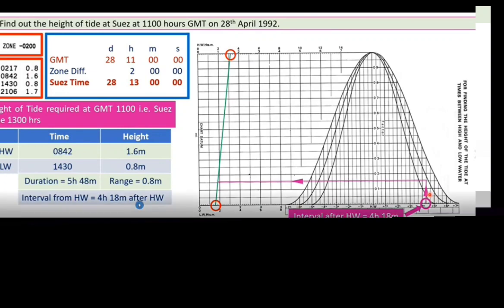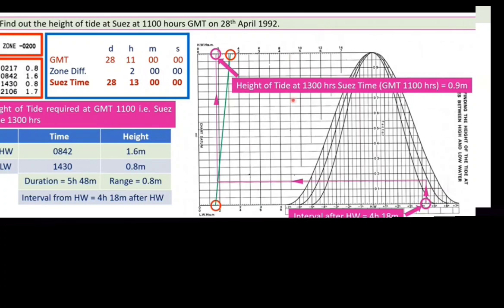Very good. Great. So once we hit the interpolation line, now it is easy, simple. Where this horizontal line hits the interpolation line, from here we go vertically upward, and where it cuts this scale out here, we read it on the same scale on which the height of low and high water were marked. And when we read from here, we find that the height of tide at 1300 hours Suez time, which is the same as GMT 1100 hours, is 0.9 meters. Therefore, height of tide at GMT 1100 hours on 28th April is 0.9 meters. So yes sir, 0.9. That completes it.